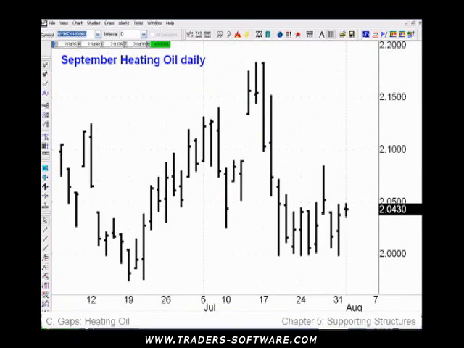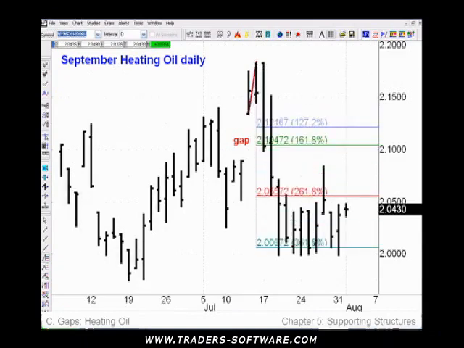Here is the September heating oil, the daily chart. And we see a gap here, starting here and ending there. And we can use this range to project downwards. Let's apply Fibonacci single-sided extensions. Here, price drops to the super extreme 3.618 single-sided extension before stabilizing and bouncing up a little bit.